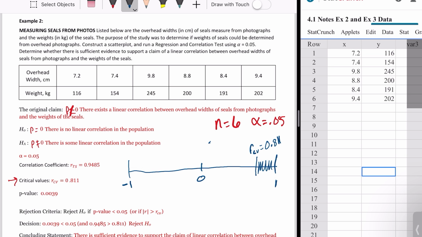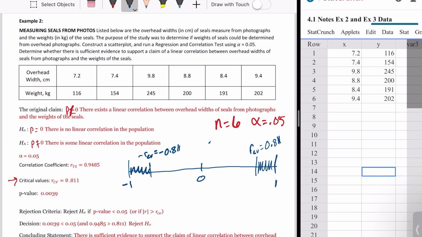And then the negative one would be negative 0.811. My correlation coefficient is going to be positive, but let's look at that in StatCrunch. We'll go through finding that information in StatCrunch. Yeah, we'll show you how to do it.